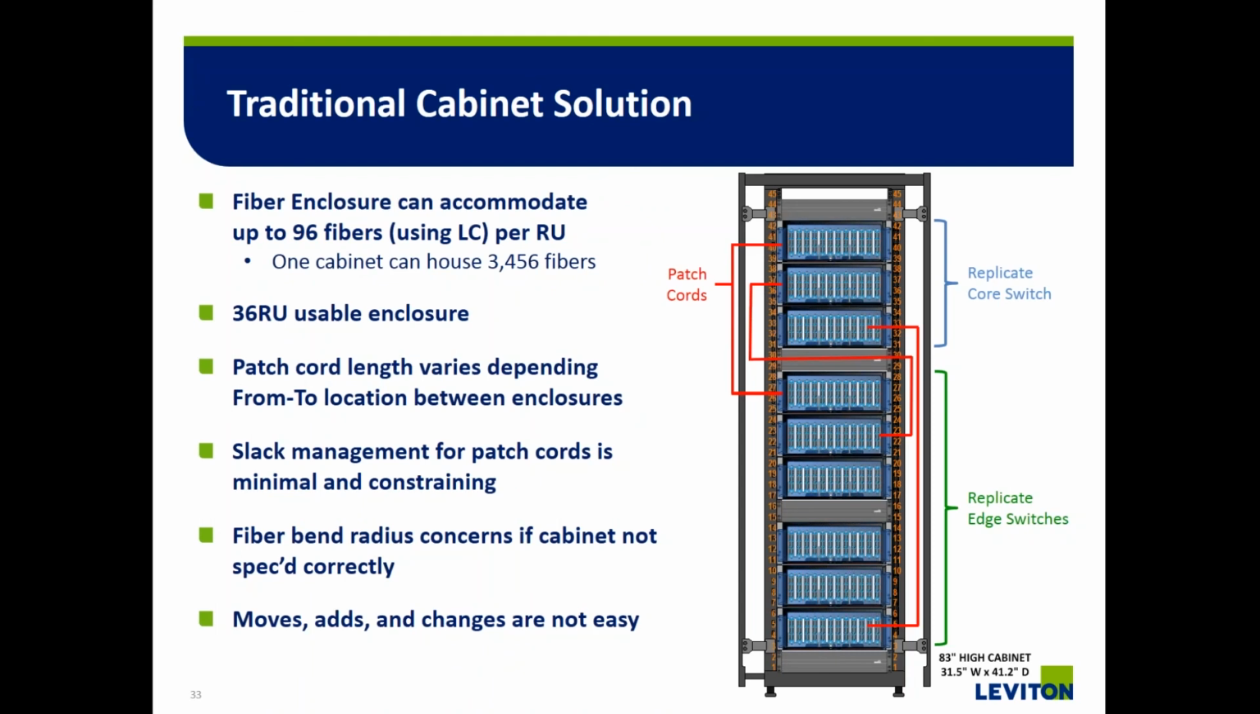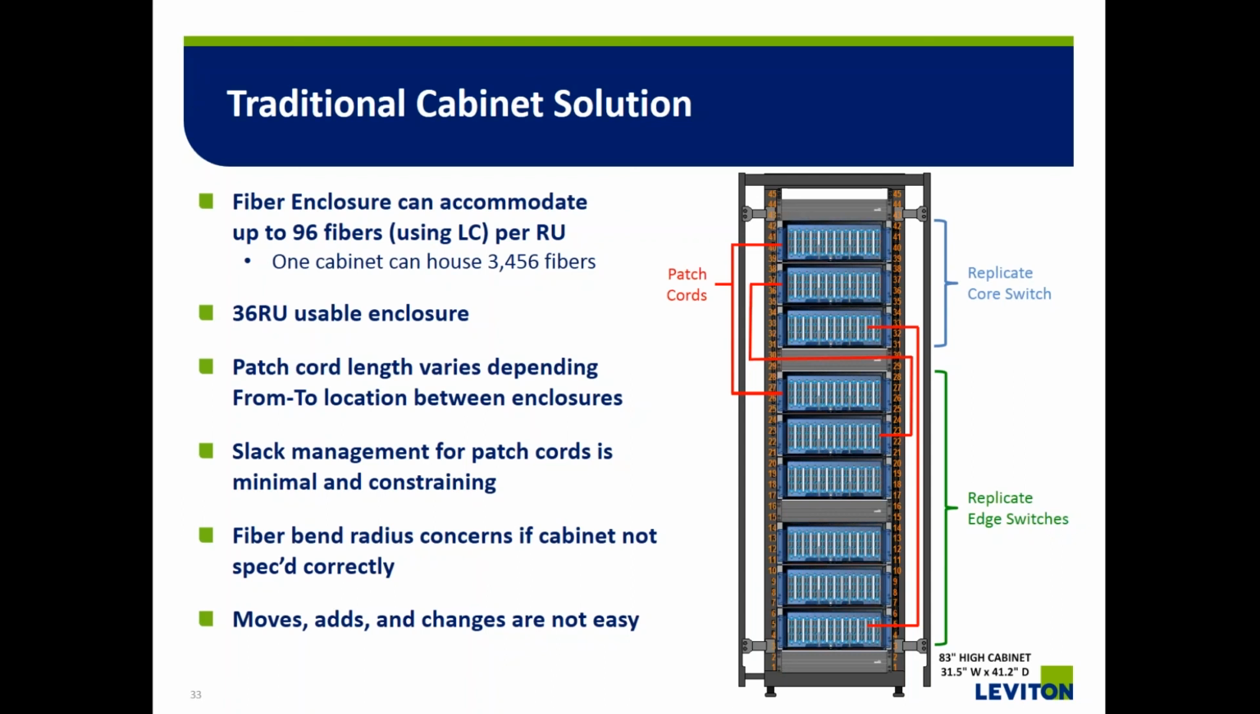So what does a fully loaded cabinet look like with fiber enclosures or panels, and what are the challenges, you might ask? When installing fiber enclosures or panels in a cabinet, you're looking at about 36 usable rack units of space out of a 42 RU cabinet. 6 RU of space should be set aside for horizontal patch cord cable management. Enclosure density can range from 72 to 144 fibers per rack unit.